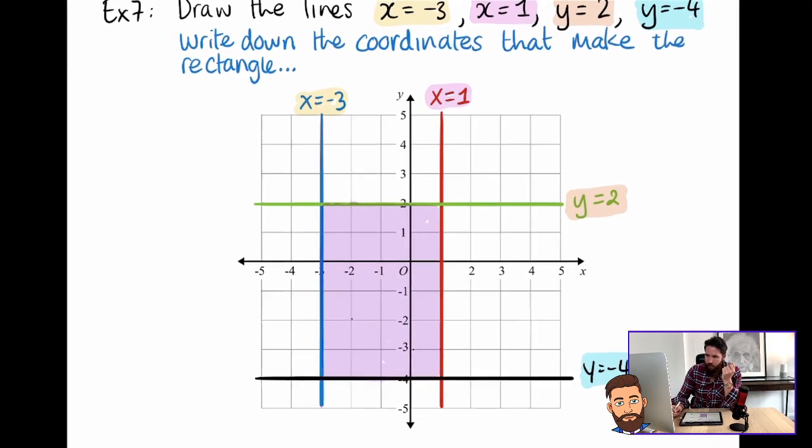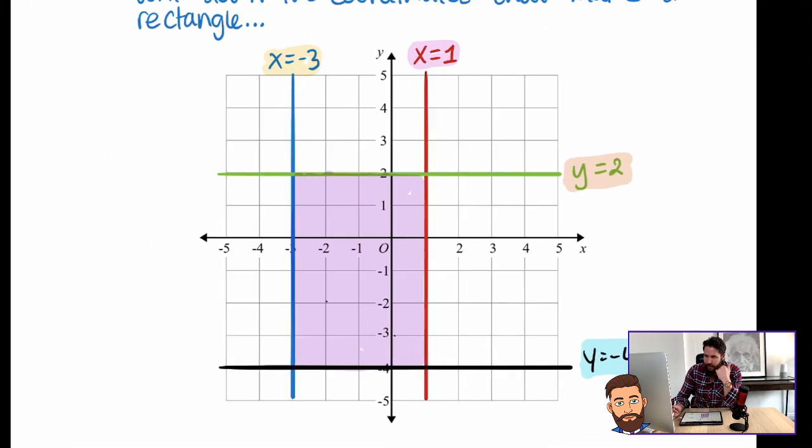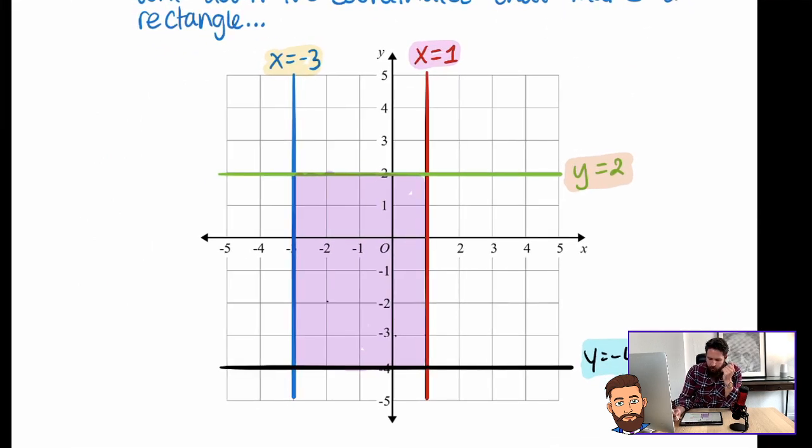We need to write down the coordinates that make this rectangle. What does that mean? Well, what makes this rectangle? Which coordinates? It's going to be the corners. It's going to be this point, this point, this point, and this point. So these 4 corners, the vertices of this rectangle, is what makes the rectangle. So we need to write the coordinates of each of these points.